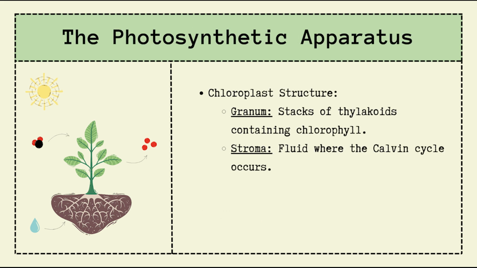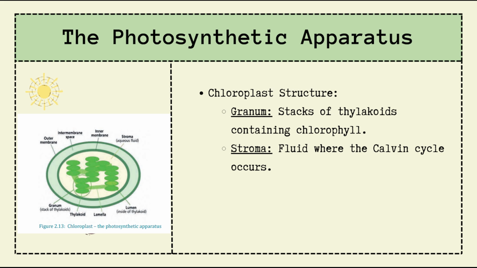The photosynthetic apparatus. Photosynthesis happens in a part of the plant cell called the chloroplast. Inside are grana, stacks of thylakoids that contain chlorophyll, which captures sunlight. The stroma is the fluid where the second stage of photosynthesis, called the Calvin cycle, takes place. These tiny organelles play a huge role in life on Earth.